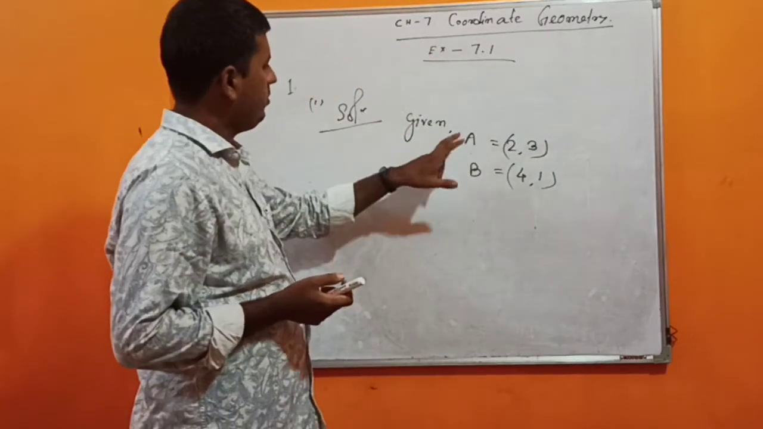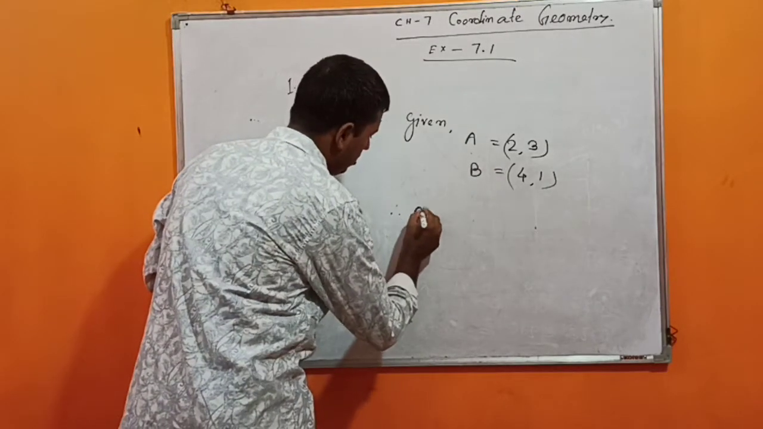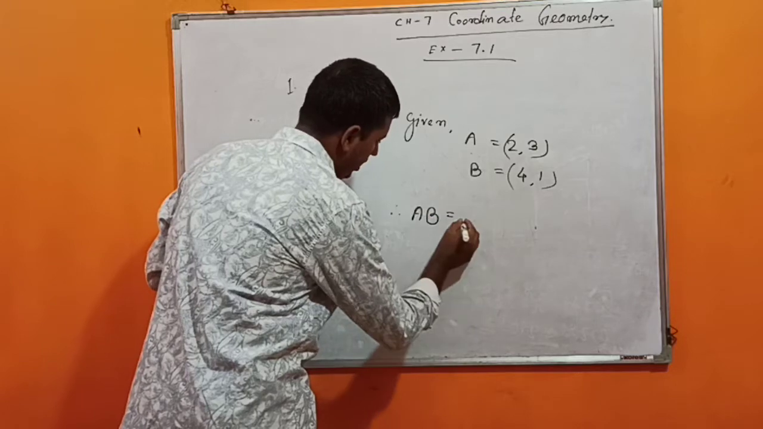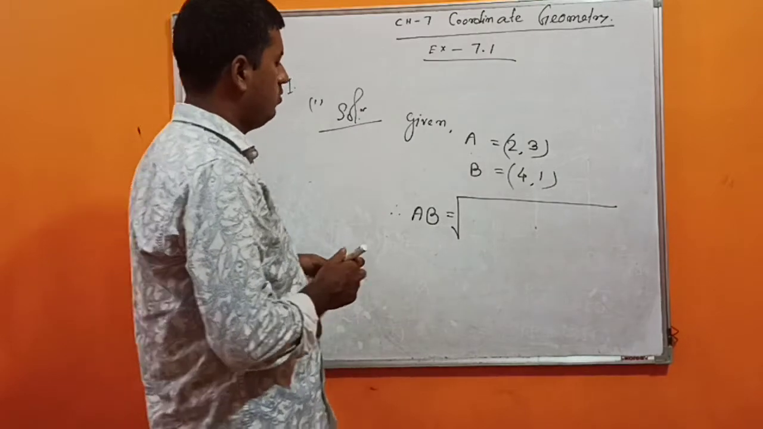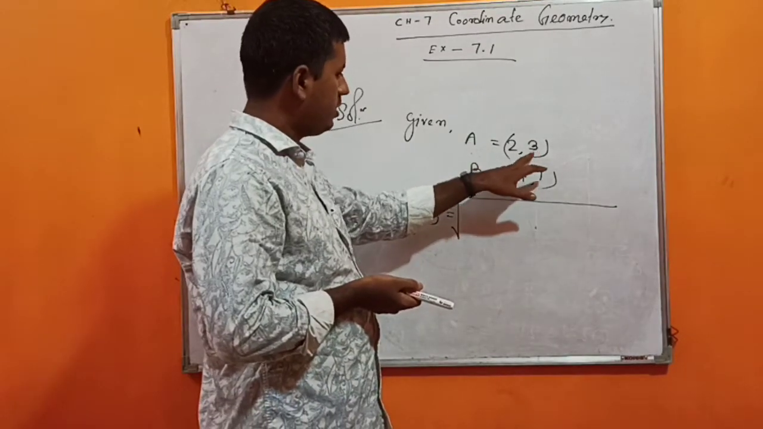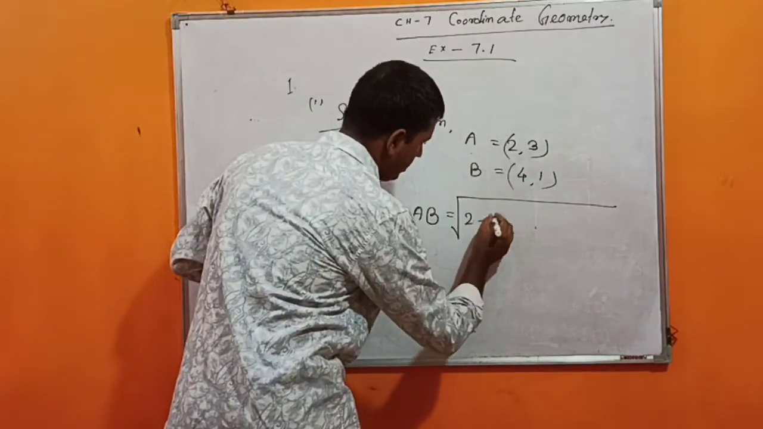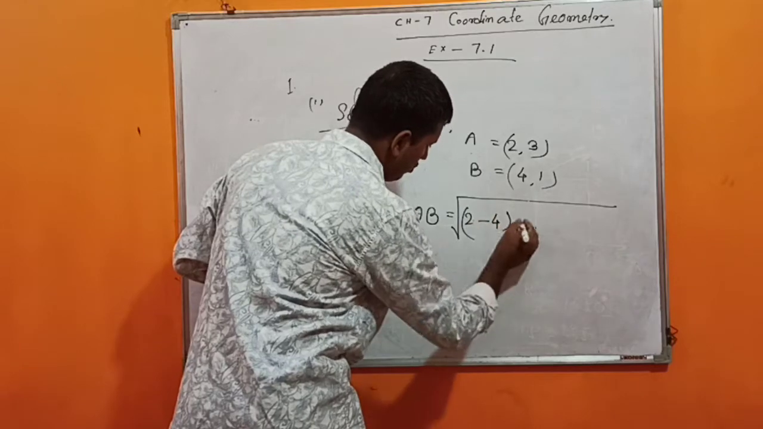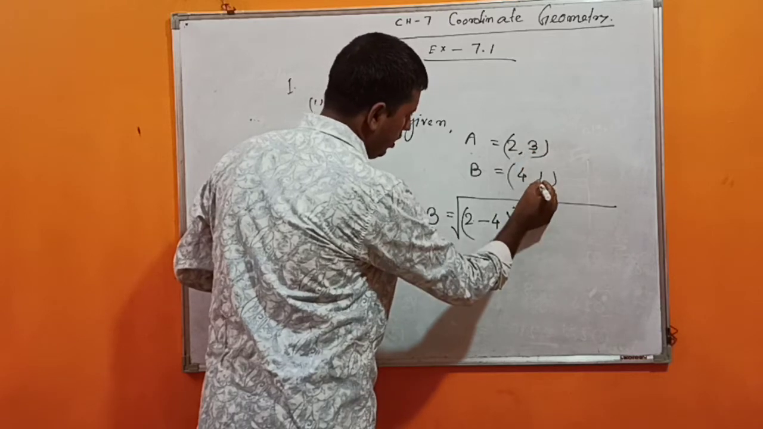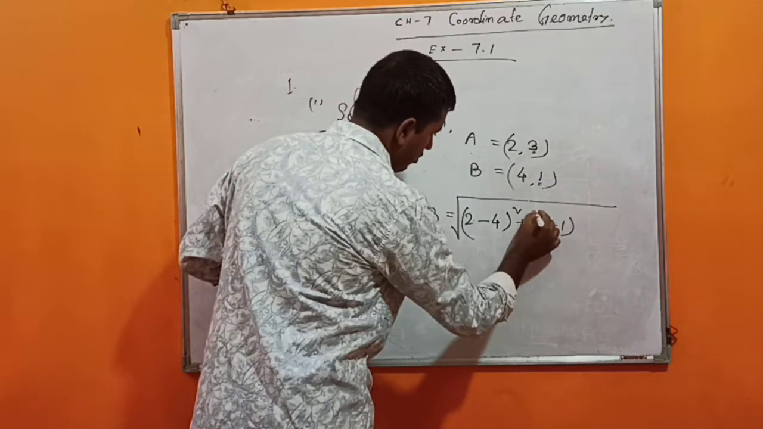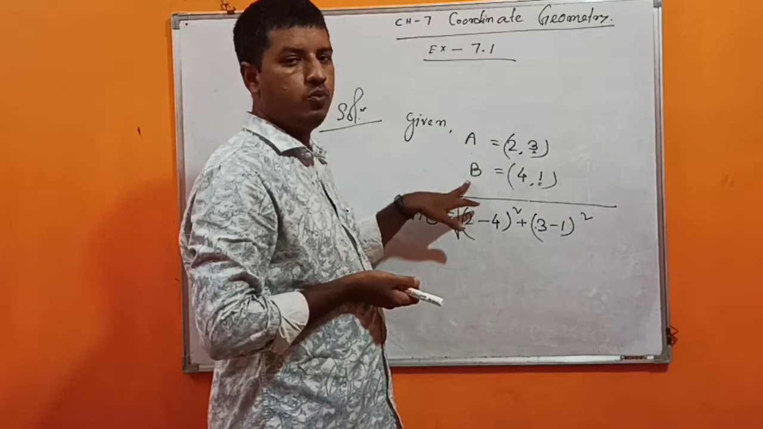So to find the distance between A and B, it's a very easy question. We can write AB equal to, AB is denoting the distance between A and B. What was the formula? Root over x1 minus x2. x1 is the first number of the first coordinate, so x1 is 2, minus x2 is 4, 2 minus 4 whole square. And for the second number, y1 minus y2, that is y1 is 3 and y2 is 1, 3 minus 1. Okay. If the coordinates of 2 points are given, then the distance between these 2 points will be what?